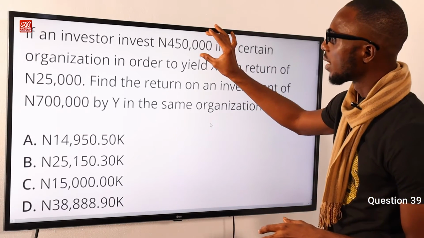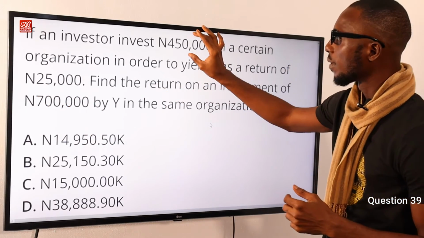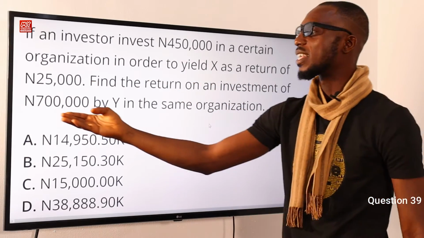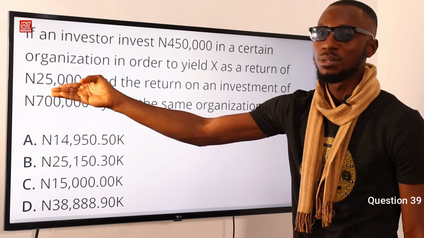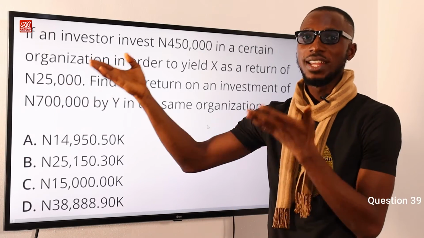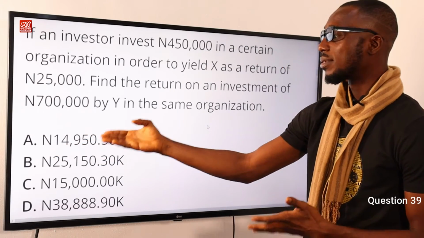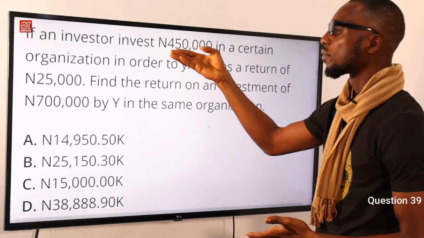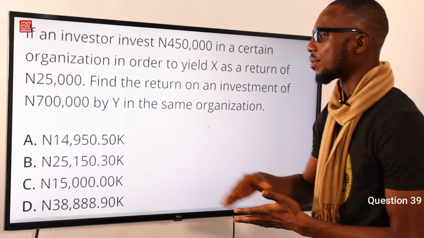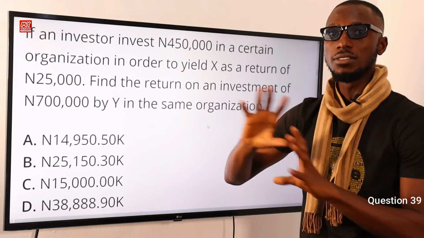So we have 450,000 here, yields 25,000 naira ROI, return on investment. You should know that whatever returns will be coming on 700,000 should be higher than what came out of 450,000. So definitely whatever I'll be getting should be more than that 25,000 naira. If I look through all of the options provided, the first option is 14,950. It is less than even what we got from 450,000. We're talking about 700,000, something far higher than 450,000, so this is out. We have 25,150. This is not good enough. The margin is very, very small.